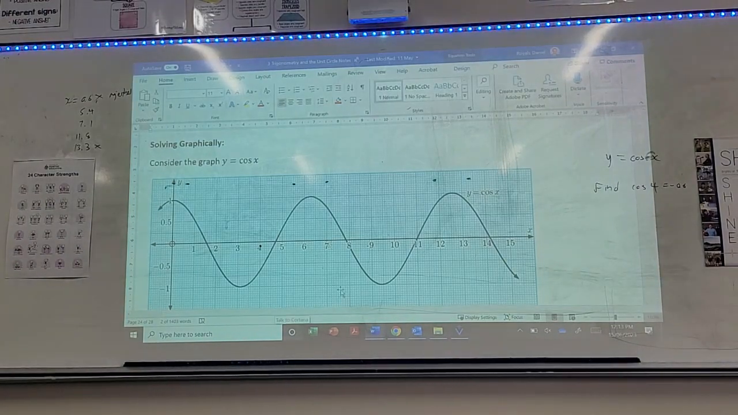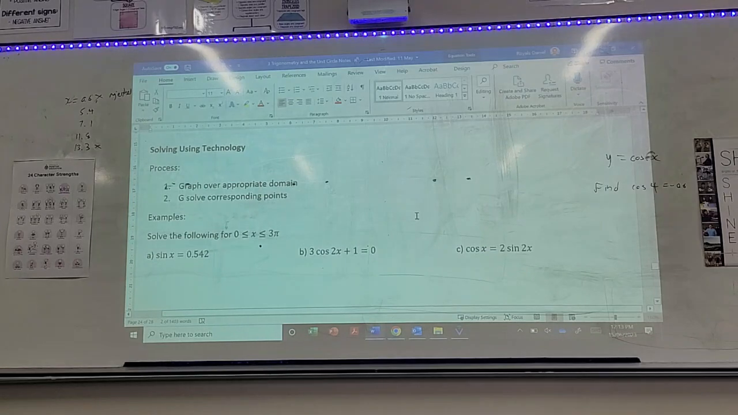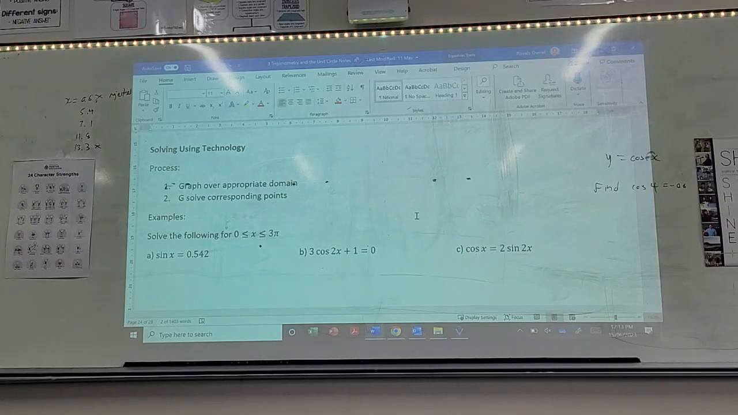All right, let's move on to 7E.2 then, which is where we're going to solve using the graph mode of our calculator. So pull your calculators out, and this is an opportunity for us to recap how we can use technology properly.